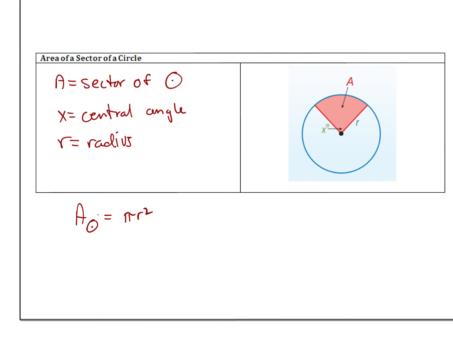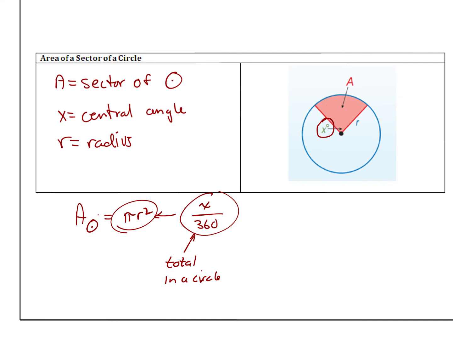So how do I do that? Well, I consider my angle here. And I realize that my angle out of 360, because that will be the sum total in a circle, would give me the portion I want. So what I'm going to do is take x over 360 times pi r squared to get my sector.